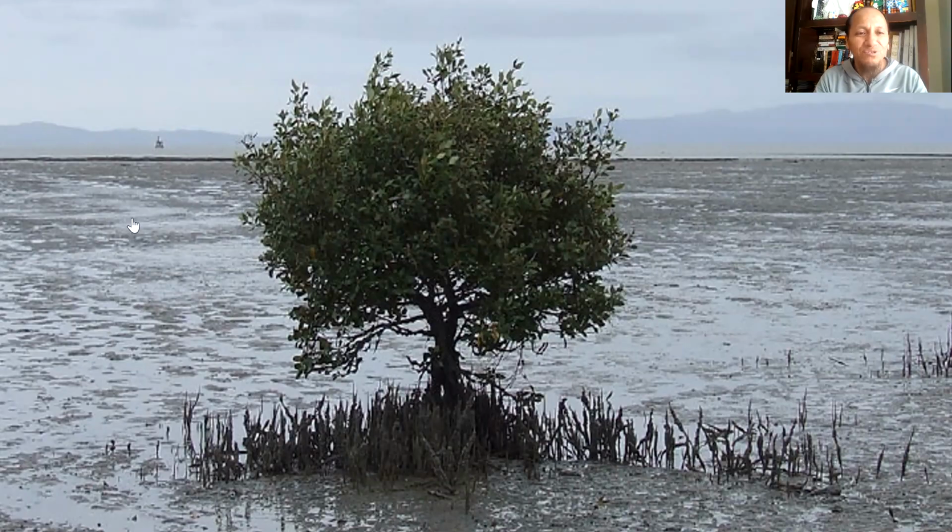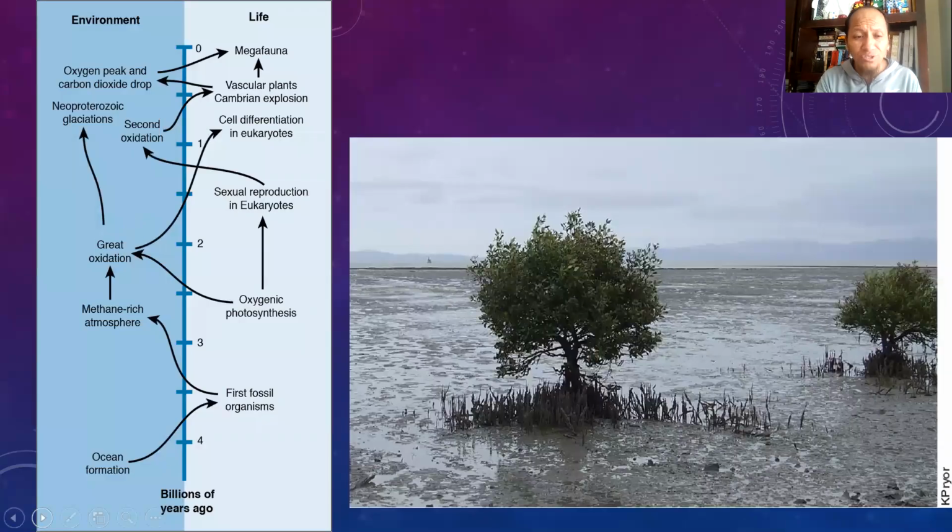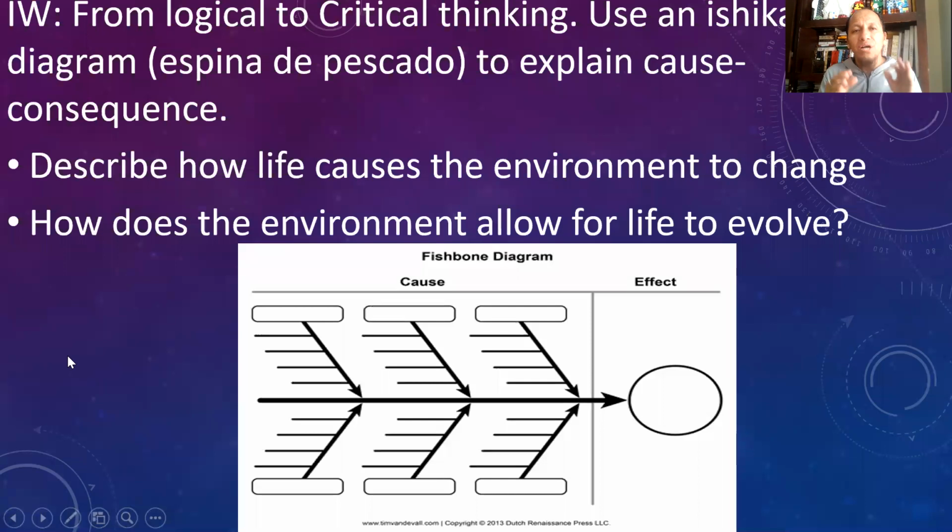Okay, if you understand this, what is the activity I wanted to do? I wanted to move your thinking from logical to critical. We just started the logical, now let's move to the critical. I wanted to use this Ishikawa diagram, the fishbone one, to explain cause and consequence. What are you going to do? I wanted to use that one to describe how life, as we know it, causes the environment to change. How life causes the environment to change.